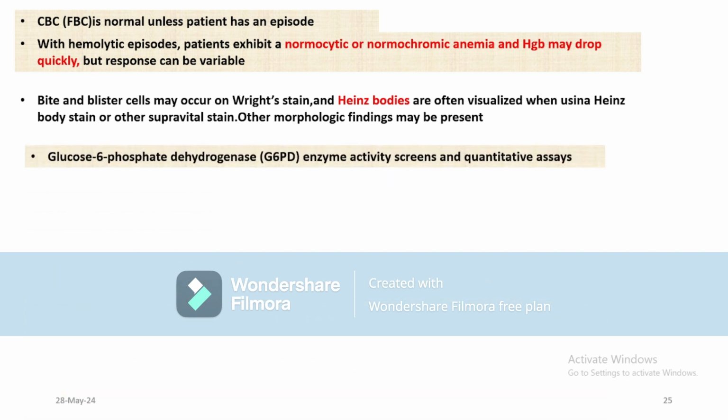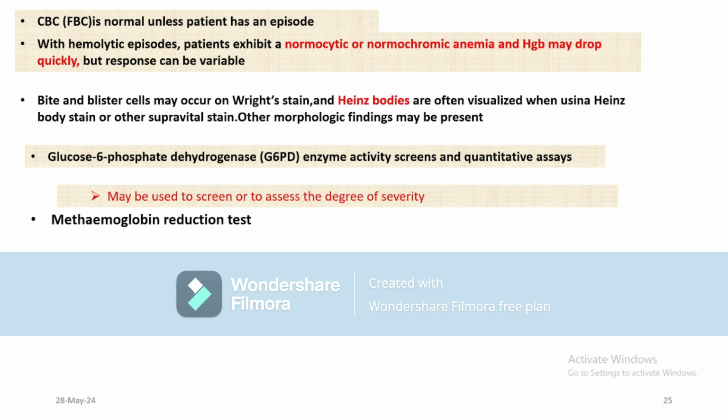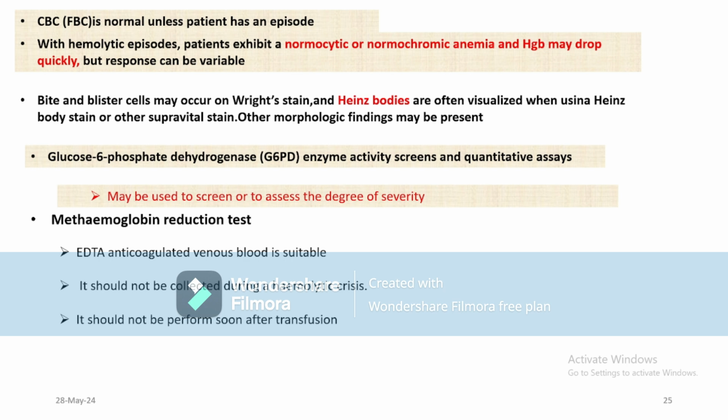Okay, glucose-6-phosphate dehydrogenase enzyme activity screens. These are the tests that we use to determine the presence of the enzyme. Sometimes we rely on them to assess the degree of severity of the disease. One common test that we do is the methemoglobin reduction test. In this test, we use EDTA anticoagulated venous blood, which is very important. We do not want to use hemolytic blood.